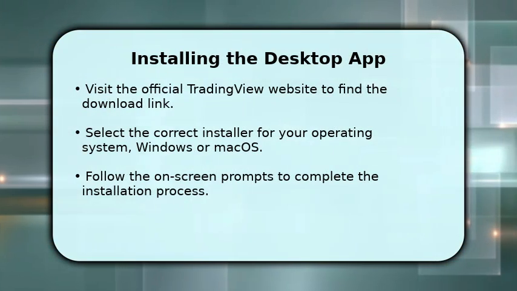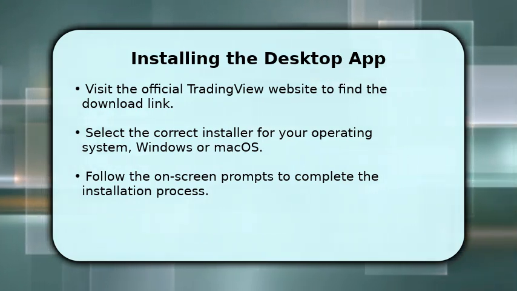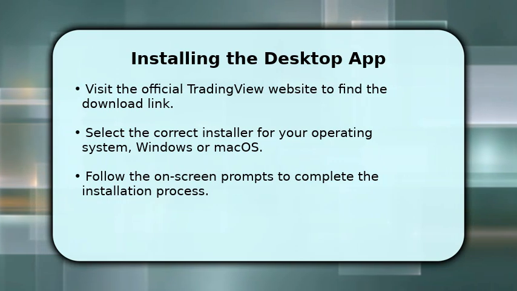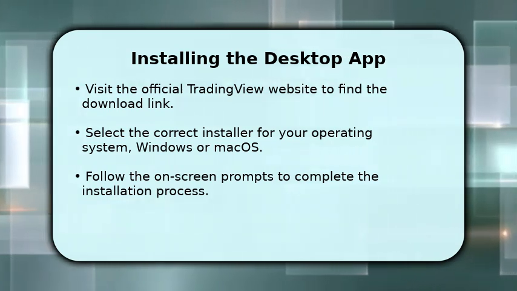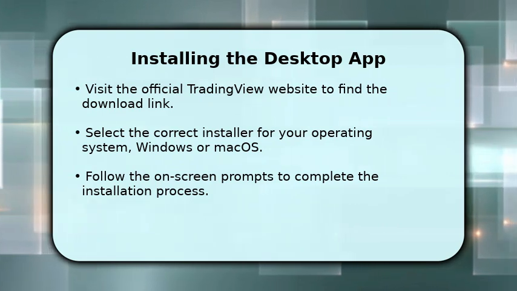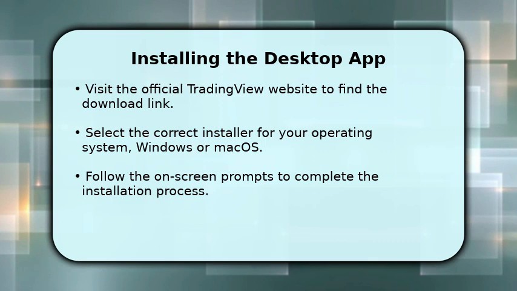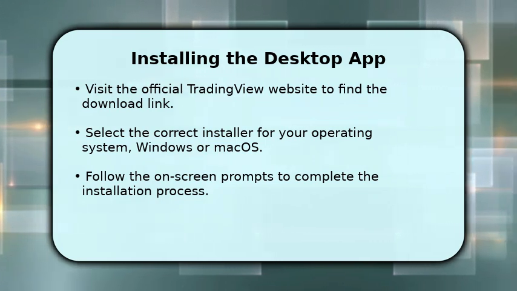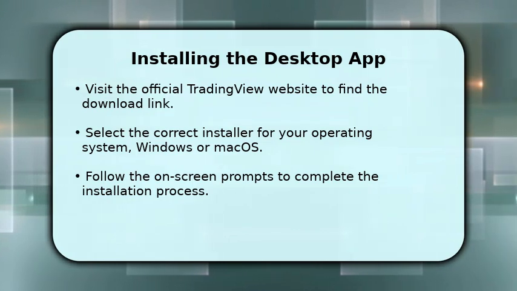To install the desktop application, first navigate to the official TradingView website. Look for the Downloads or Desktop App section. From there, select the appropriate installer for your operating system, whether it's Windows or Mac OS. Once downloaded, simply run the installer and follow the straightforward on-screen instructions to complete the setup.